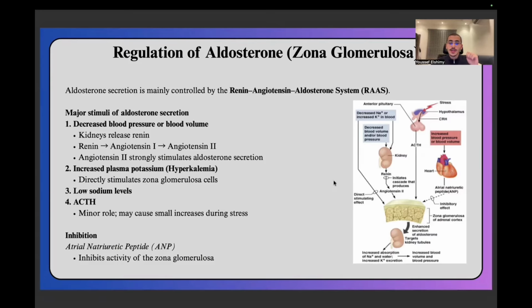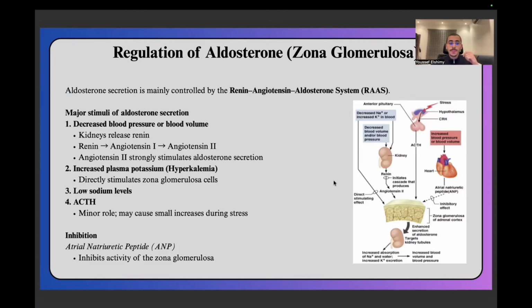And we said that there is a minor role of ACTH. We mentioned that ACTH helps in the first step of aldosterone synthesis by converting cholesterol to pregnenolone by the SCC enzyme. These are four conditions in which aldosterone secretion increases.